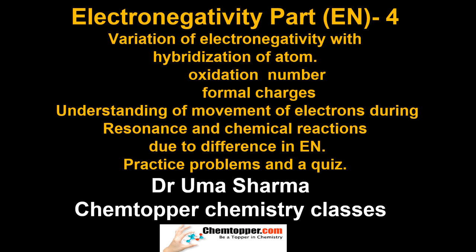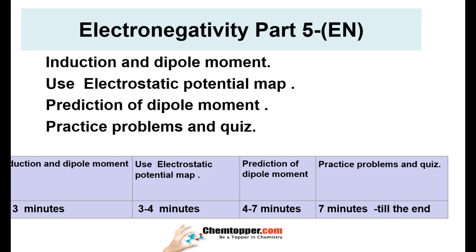In Electronegativity Part 4, the following topics are covered with examples and practice problems: variation of electronegativity with hybridization of atoms, with oxidation numbers, with formal charges, and understanding of the movement of electrons during resonance and chemical reactions due to differences in electronegativity.